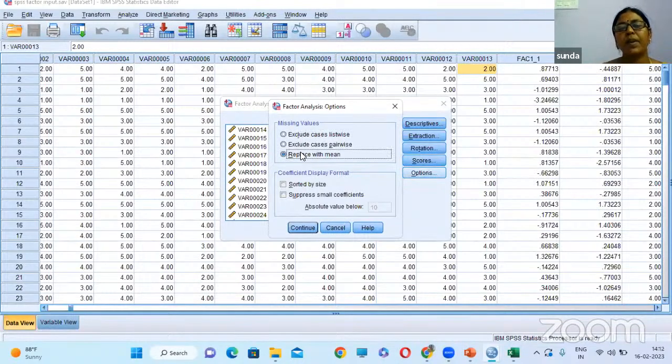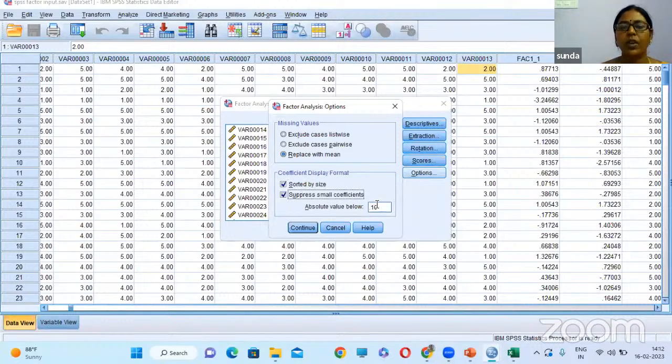Usually we can replace it with mean, or exclude the cases pairwise. Replace it with mean is the ideal option that will help you to replace it with the mean score. Here and there, if one or two grids are missing, that can be a negligible item that we can leave. And then sorted by size will help you to sort it out based on the factor loading values.